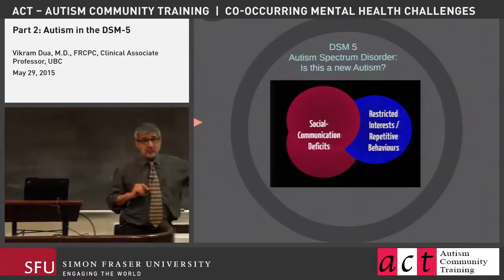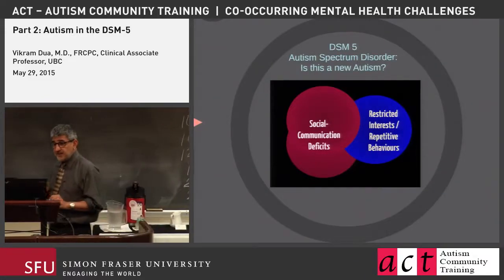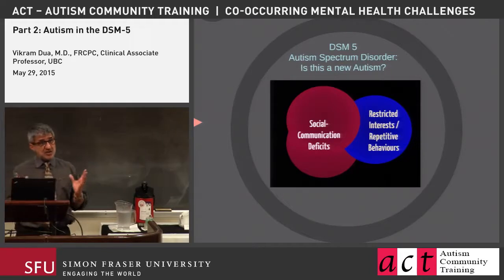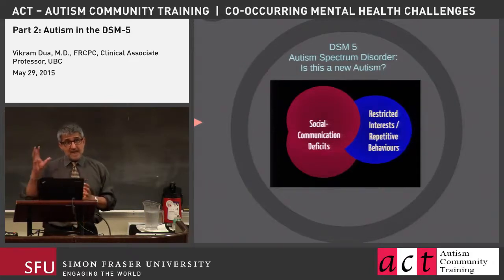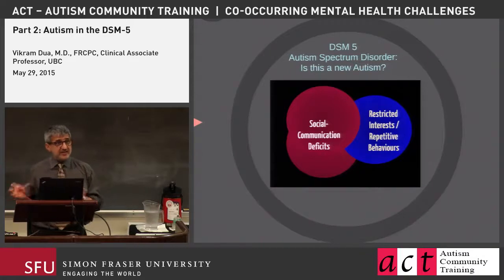So we end up with this two-domain model, and I think, again, the take-home messages are, yes, autism is still at core a social communication disorder. However, it has to be complemented by these repetitive interest or restricted behaviors. That is the syndrome that we are talking about today.